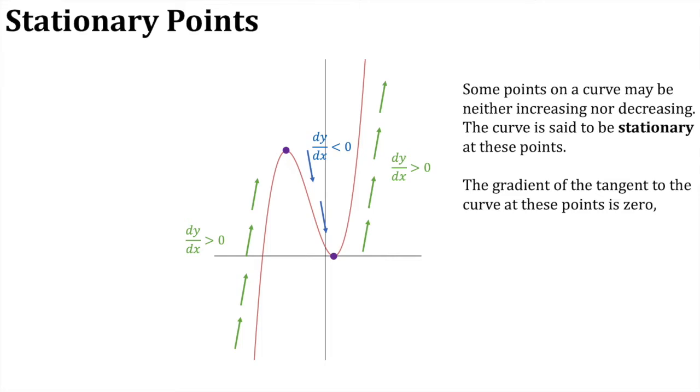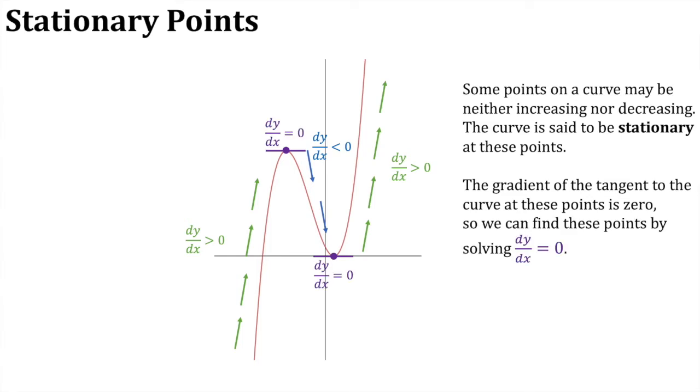Now the gradient of the tangent to the curve at these points is 0, because the tangent is actually a horizontal line, and we know that horizontal lines have gradient 0. So we can actually find these points by solving dy by dx equal to 0.